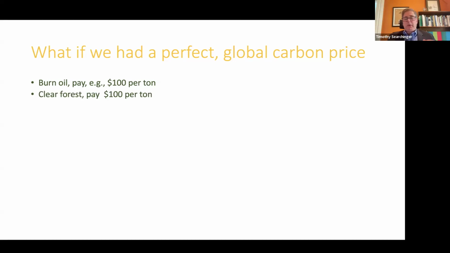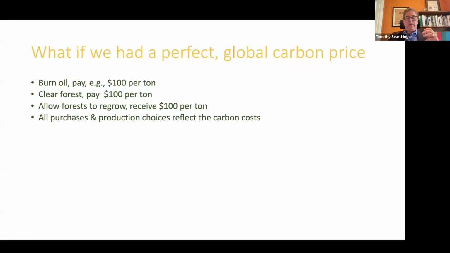And the same thing would be true if you clear forest. If you clear forest, you pay $100 per ton. This would be true of all emissions. It would also mean that if you allow forest to regrow, you'd receive $100 per ton. Now, if you had a perfect global carbon price, you wouldn't need any other carbon accounting. Why? Because the cost of everything you buy would already incorporate the carbon cost, right?